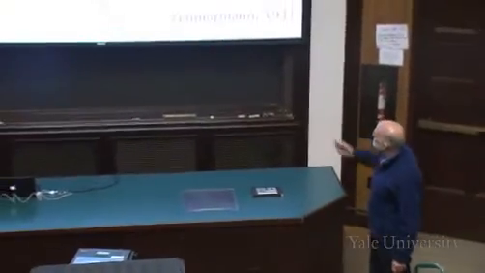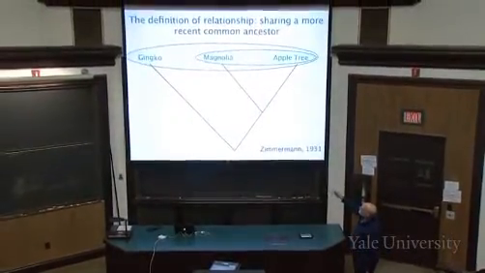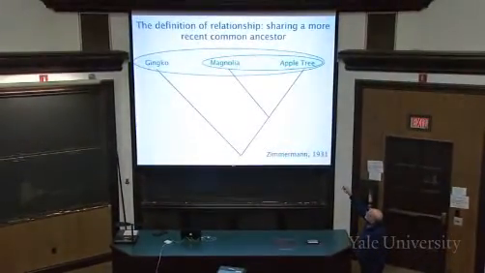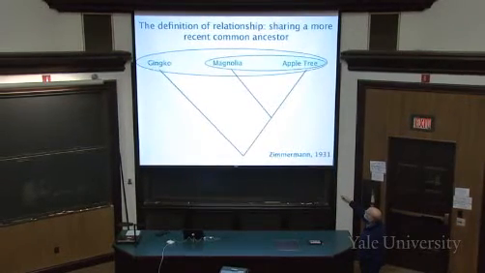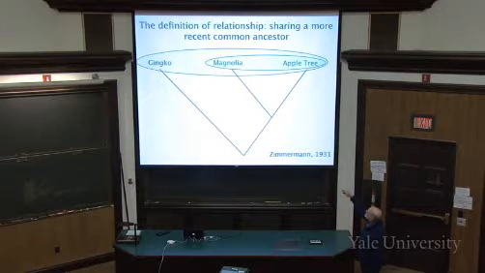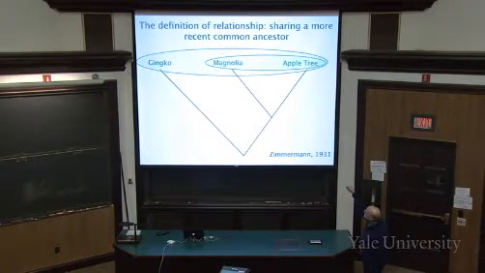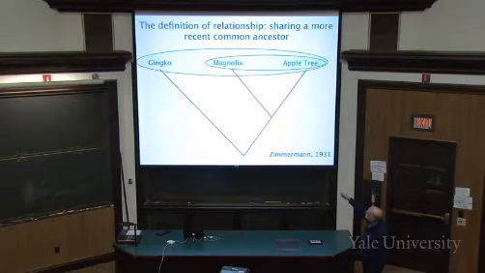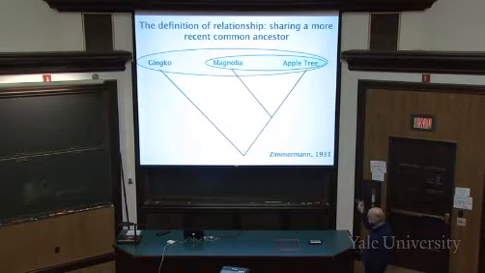So the first step in that is taken by a guy named Zimmerman, and it's just sketched here, and it seems very simple. Sharing a more recent common ancestor defines relationship. So magnolias and apple trees are more closely related to each other than either is to a ginkgo, because this point on the tree is later in time and connects them than this point on the tree, which connects them to ginkgos. Seems like a very simple idea.